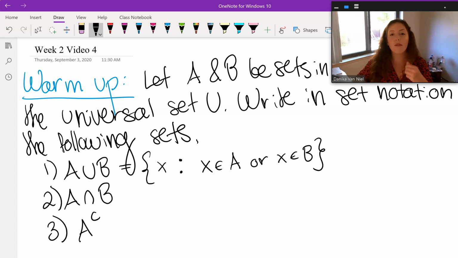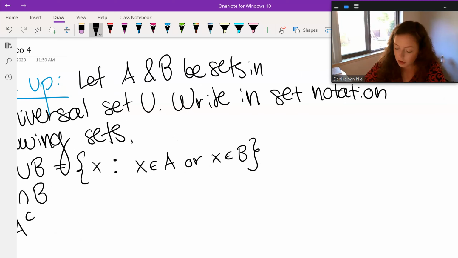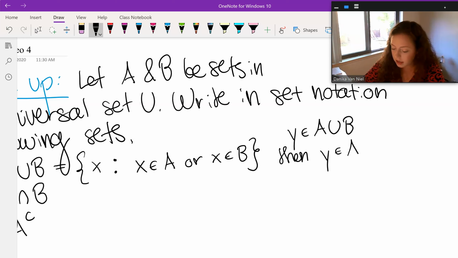So I'm having fries or onion rings with lunch today. Well, maybe I'm having both. So let's say Y is in A union B, just some random element in there. Then Y is in A and/or Y is in B.